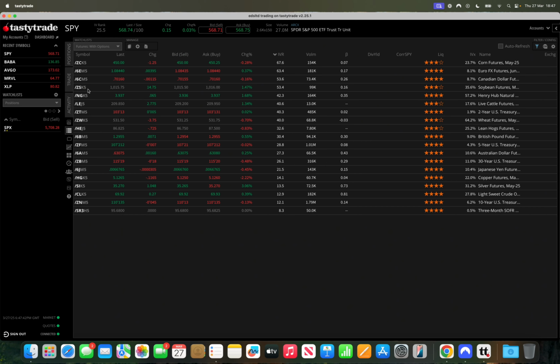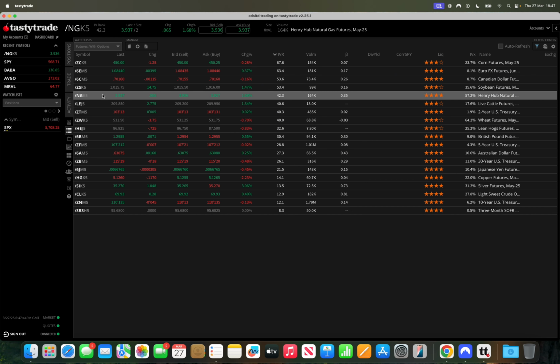Now, in this example, I'm going to go with natural gas. I really like trading natural gas. You can typically get good returns on our capital with natural gas most of the time. It's got an IV rank of 42.3, an absolute IV level of 57%. So when we are looking at IV ranks, you only want to look at things to trade that have an IV rank of over 30. Okay, anything over 30 is high, over 50 is very high. Anything under 30 is no good to us.